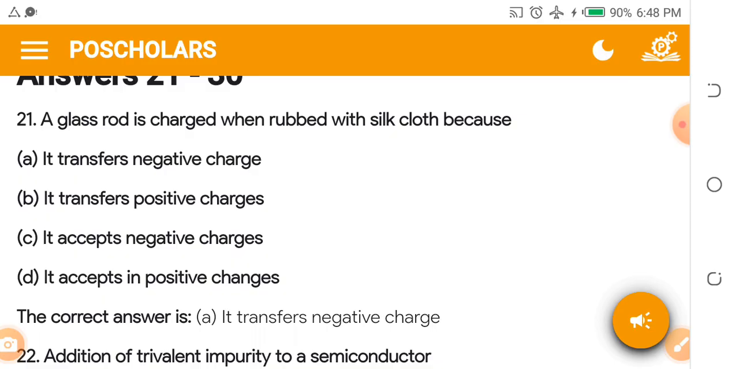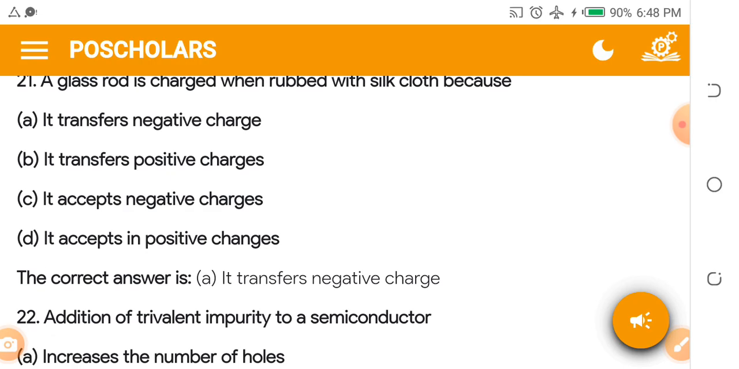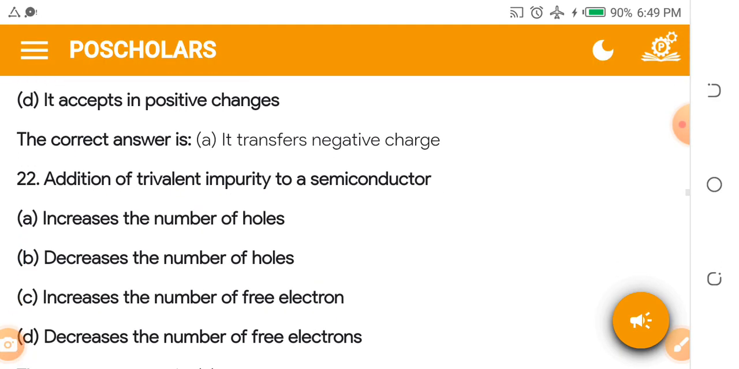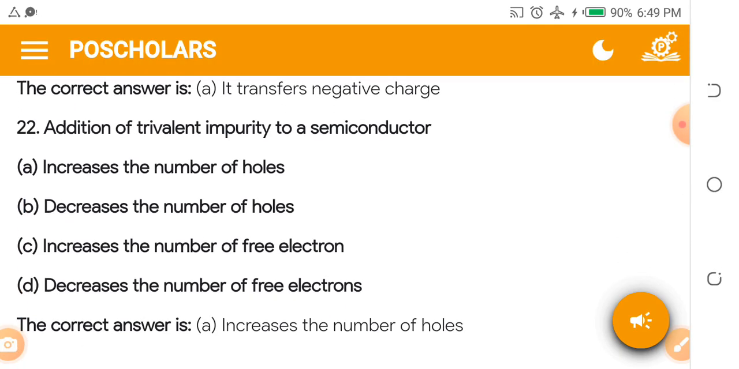So let's continue. A glass rod is charged when rubbed with silk cloth because A, it transfers negative charge. B, it transfers positive charge. C, it accepts negative charges. D, it accepts positive charge. The answer is A. When you rub a silk on glass rod, it transfers negative charge. Okay, let's look at question 22.